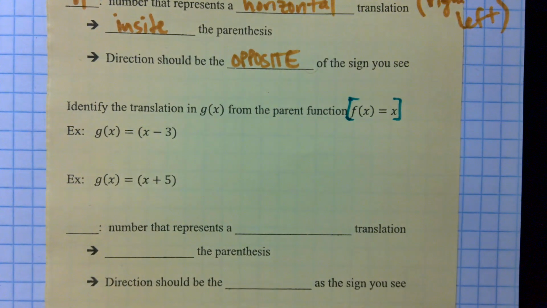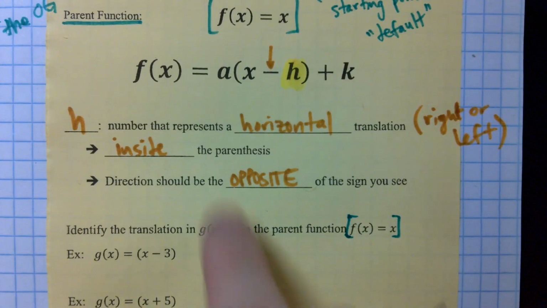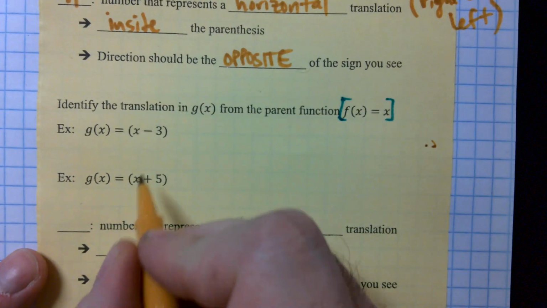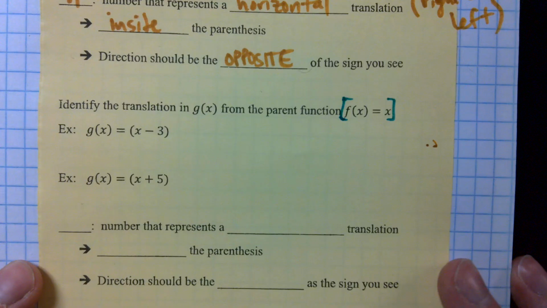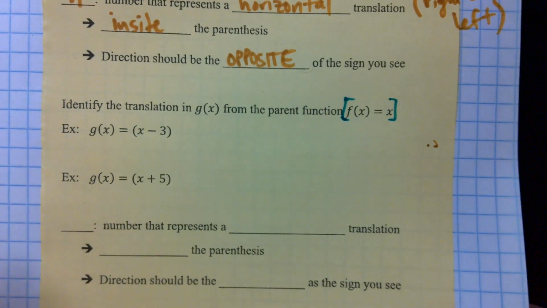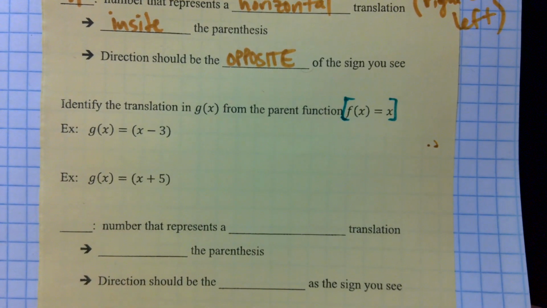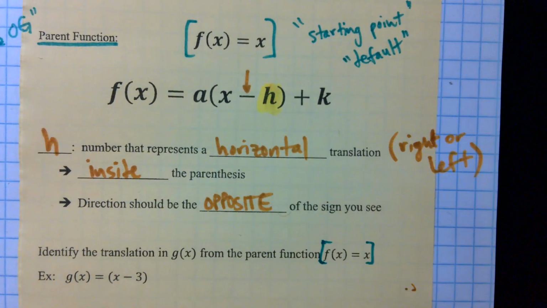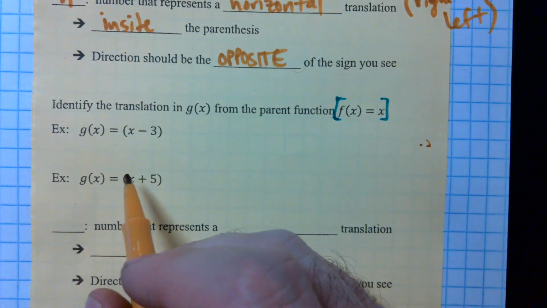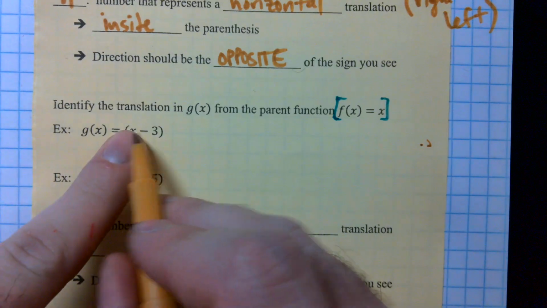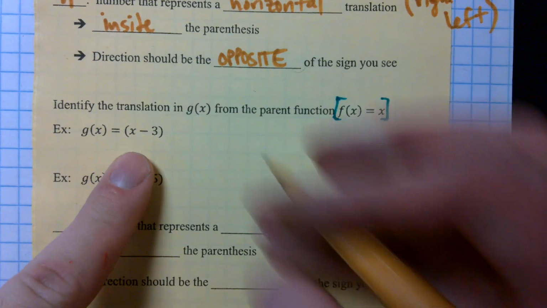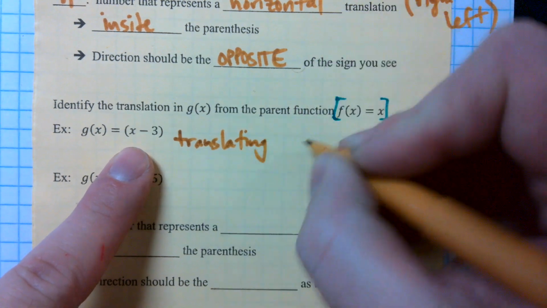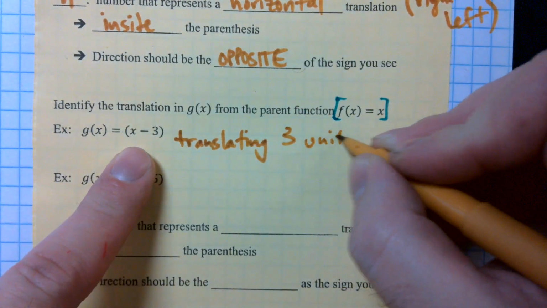So because that number is inside the parentheses, I know that that is my h value. Now when you see minus 3, what direction does your brain tell you you're going to translate that? To the left or to the right? You'd think to the left. But because my formula has a minus sign, we have to think opposites. X minus 3 tells me I'm translating 3 units to the right.